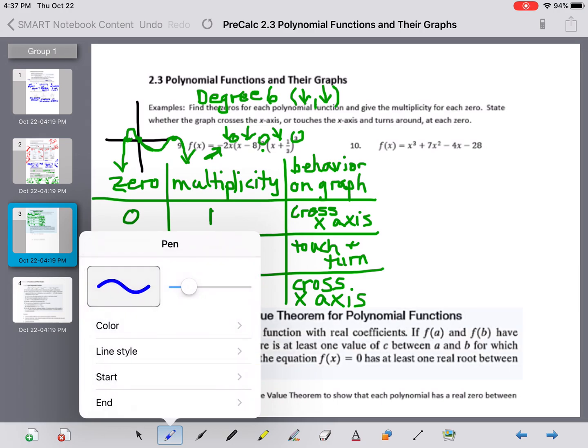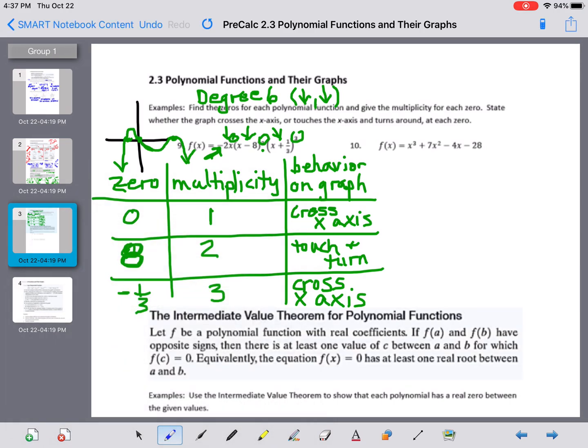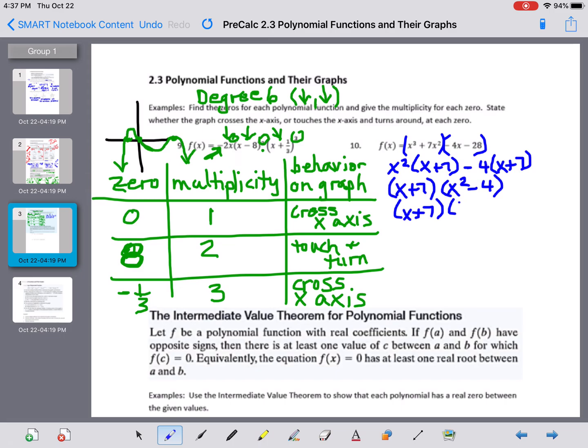So let's go ahead and try this next one. Notice they were not nice to me. They just gave me a great big one here. So we're going to have to figure this one out. Let's do some factoring by grouping. Maybe I have 4 terms. So I'm going to pull an x squared out, and I'm left with x plus 7. Over here, I'm going to pull out a negative 4, and I'm left with x plus 7. So that gives me an x plus 7, and it leaves me an x squared minus 4, which is going to factor again to x plus 2 and x minus 2.